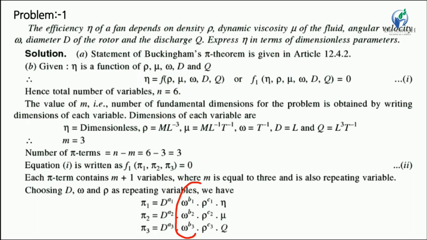The second repeating variable is selected from the category of fluid flow property. The flow property is defined by the velocity. So here angular velocity is the second repeating variable, and the third repeating variable is considered from the category of fluid property. Fluid property is defined by the viscosity and density. So here we select the density as the third repeating variable.